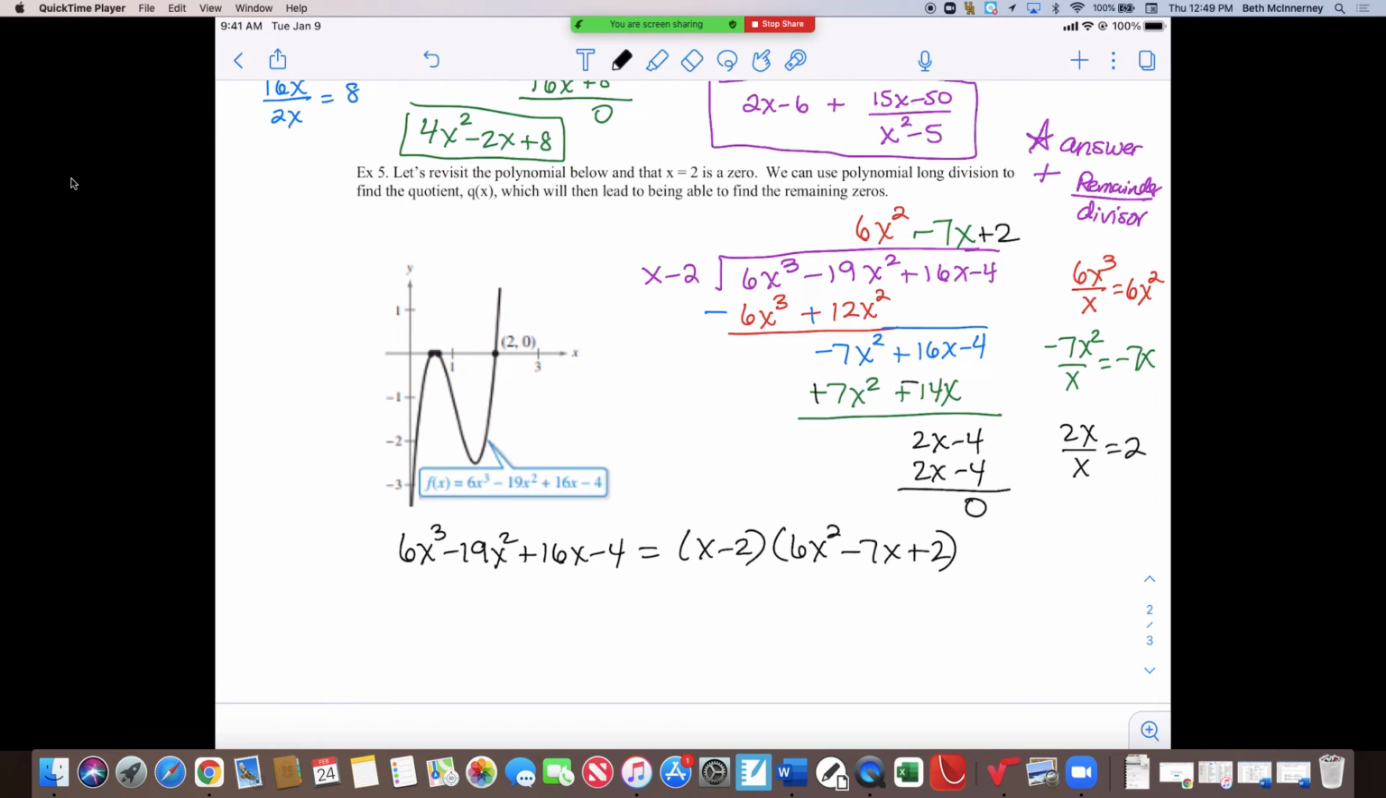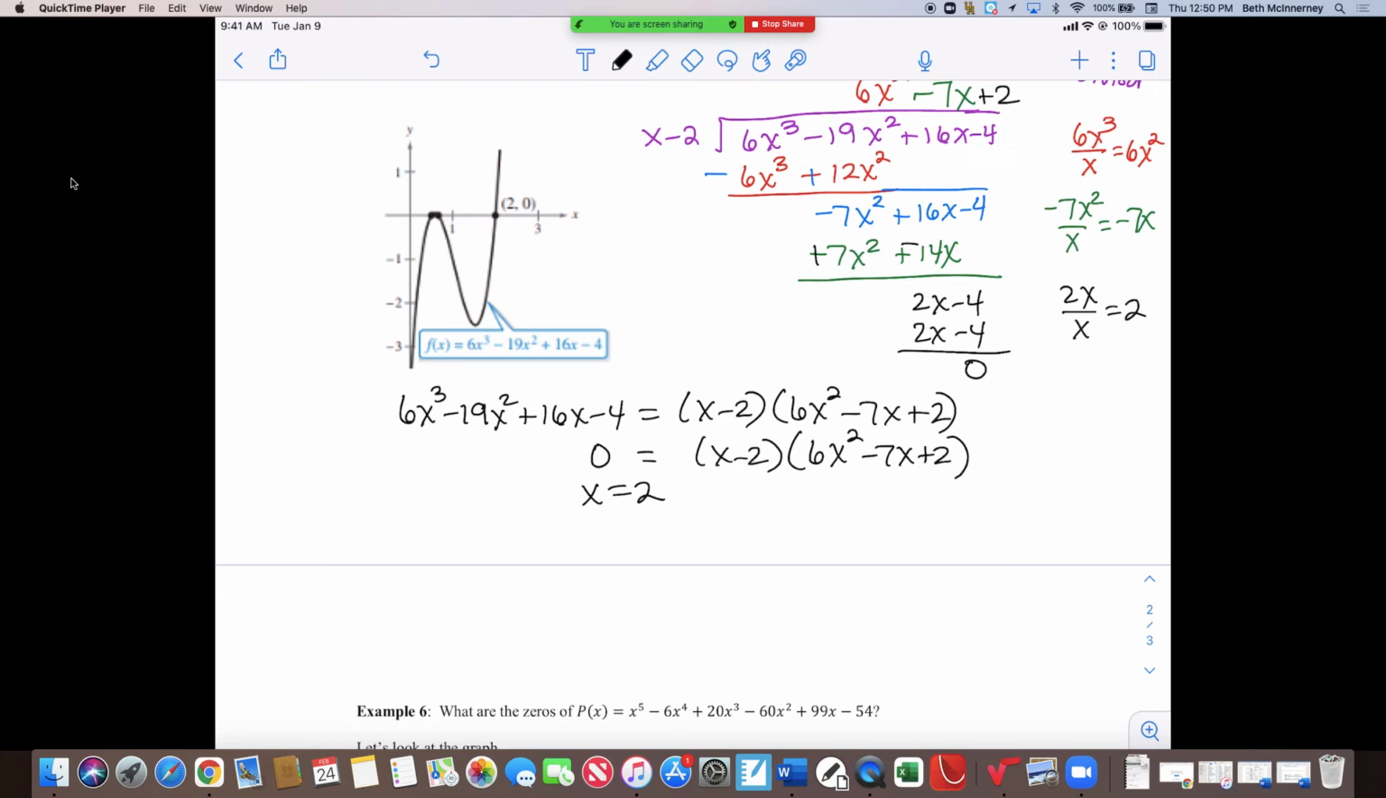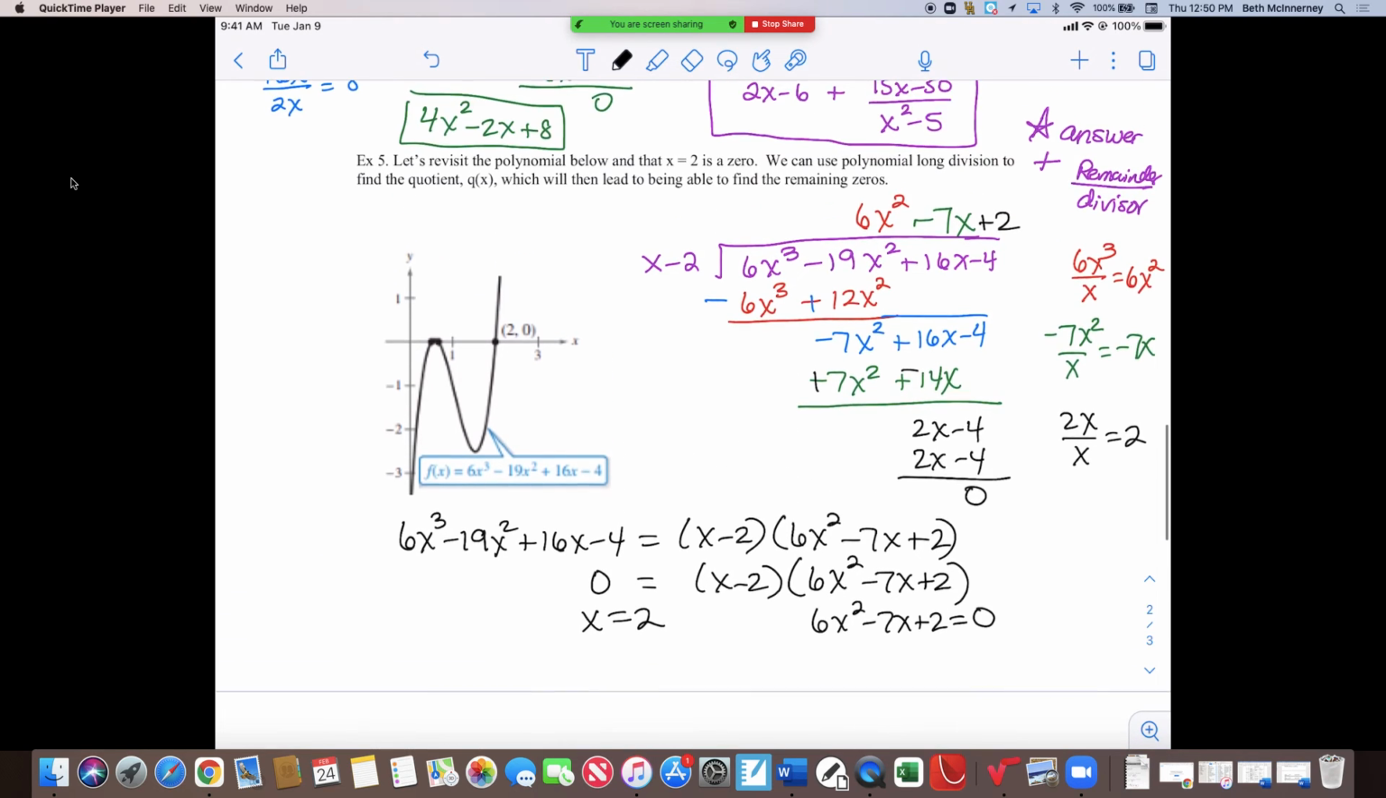So if I want to find the zeros, you set this equal to 0. And unfortunately, so I got my x equals 2, but 6x squared minus 7x plus 2 doesn't factor. Okay, this one does not factor, but guess what? In chapter 5, we practiced quadratic formula, right? So if I want to then find the zeros, this is why we're doing polynomial long division, is that I don't know how to do it algebraically. By just looking at it, it didn't factor.